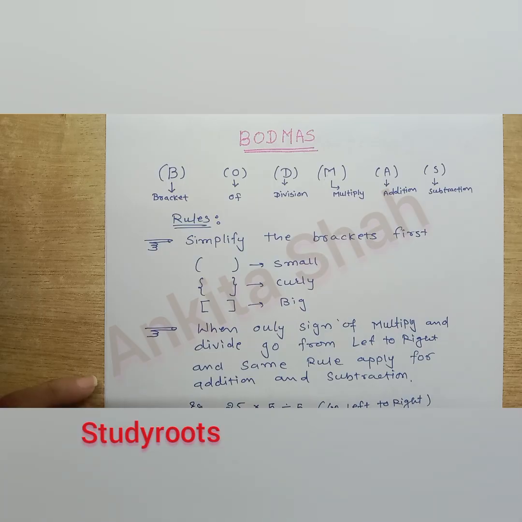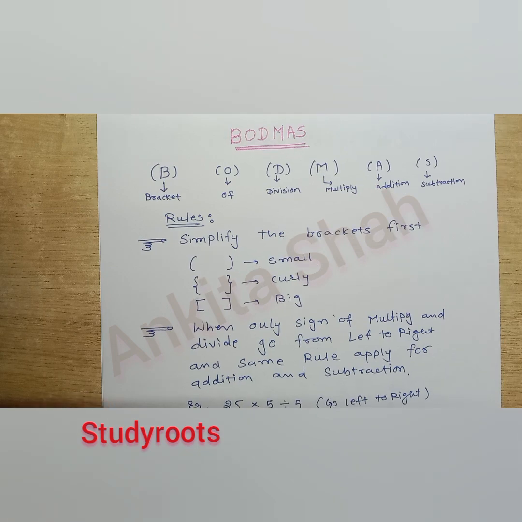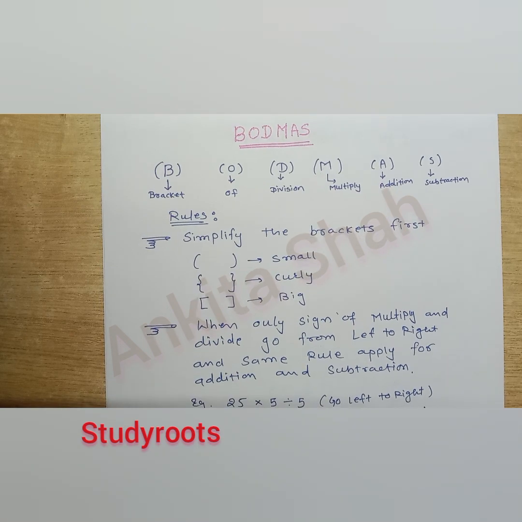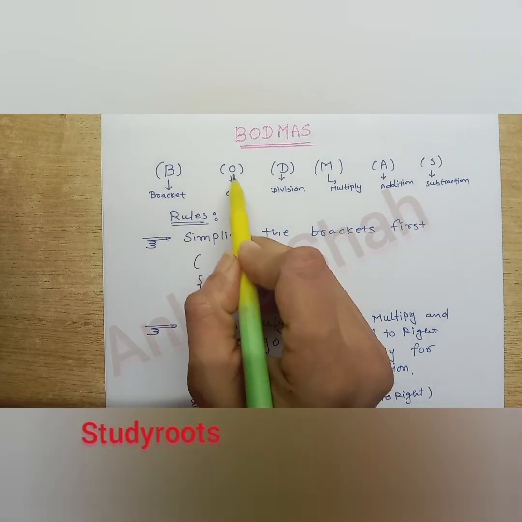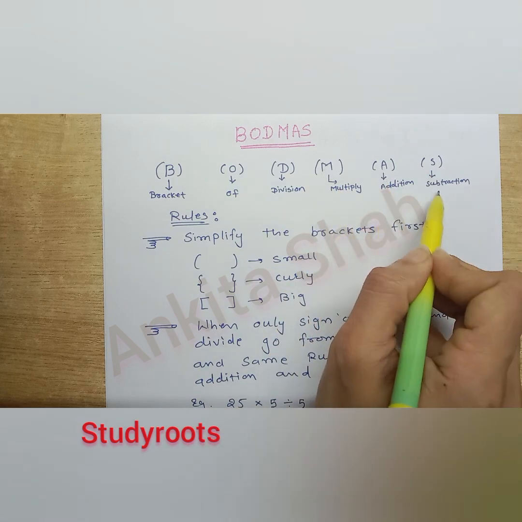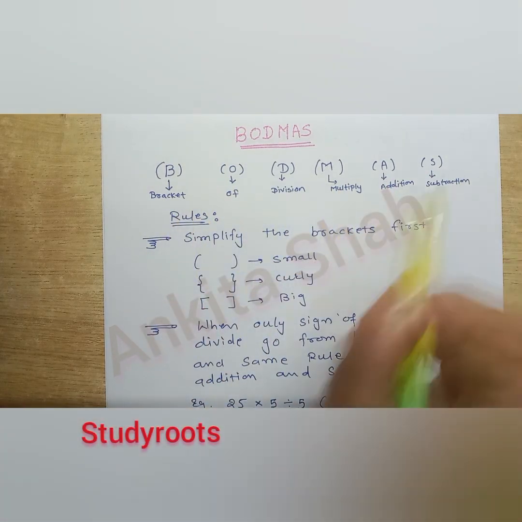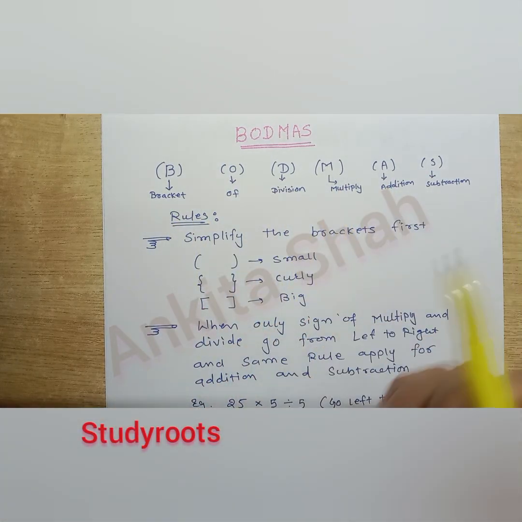Hello everyone. Today we are going to learn BODMAS, and I'm going to tell you where the kids make mistakes in the video. We are learning the rules and then we are going to solve some problems regarding the topic BODMAS. As we know, BODMAS stands for bracket, of, division, multiplication, addition and subtraction. We have to follow the rule when we are solving the sum.